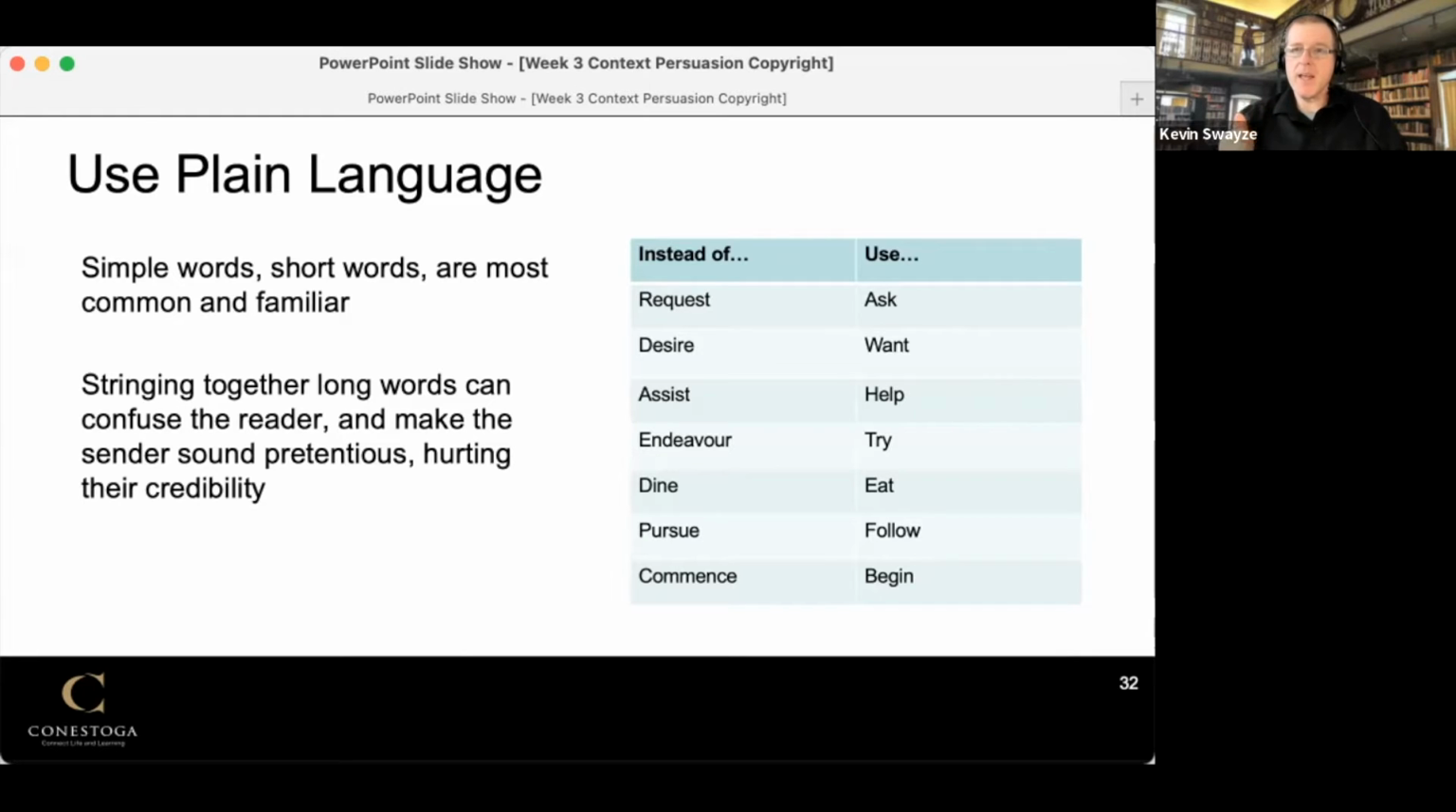It is challenging. In general, though, if you're going to be speaking and writing in business communication in North America, think plain language. That's the term you'll hear used. Simple words, short words, familiar words that most people will immediately understand. And don't use lots of long words put together.